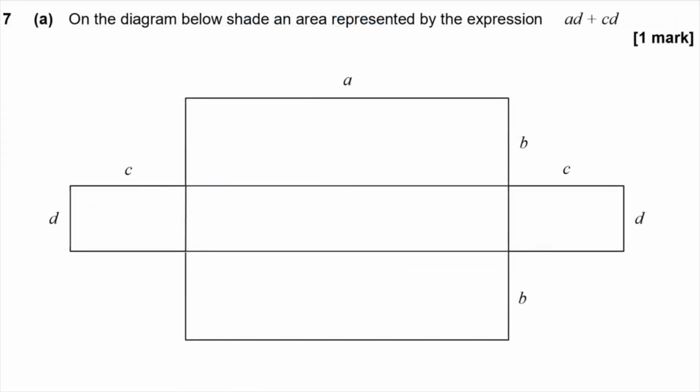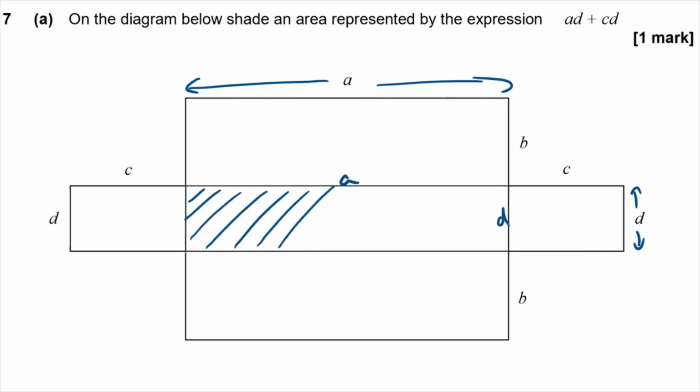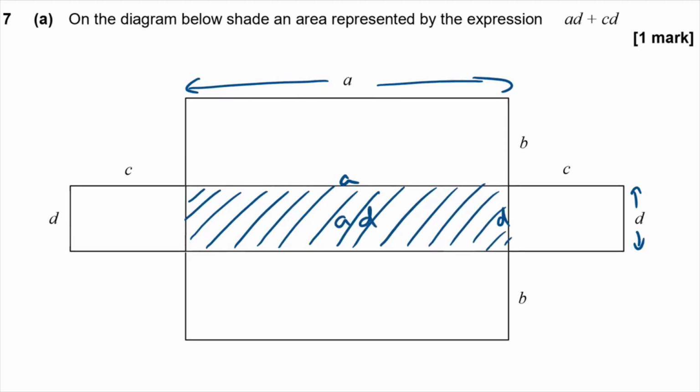Okay, on the diagram below, we're asked to shade an area that's represented by the expression AD plus CD. Now, some of the measurements are missing, but we can see that because from here to here is A, this is also going to be A here. And because from here to here is D, this is also going to be D here. So AD is going to be this central rectangle along here, so that's AD. And then CD can be either one of the smaller ones at the end.